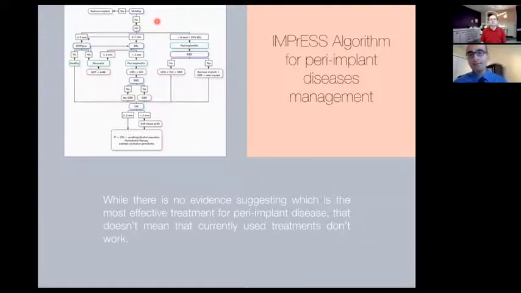But if your probing depth is 6-7 millimeters, then you look at your radiographic bone level. You certainly need a radiograph when you have an implant with 6-7 millimeter probing. If you see less than 2 millimeters of bone level change relative to your baseline, this would be considered mucositis. Again, you start with non-surgical treatment, antimicrobial therapy and further follow-ups with the patient. If you see more than 2 millimeters of bone loss, or if this bone loss is progressive, then open flap debridement and implant detoxification and decontamination is important.